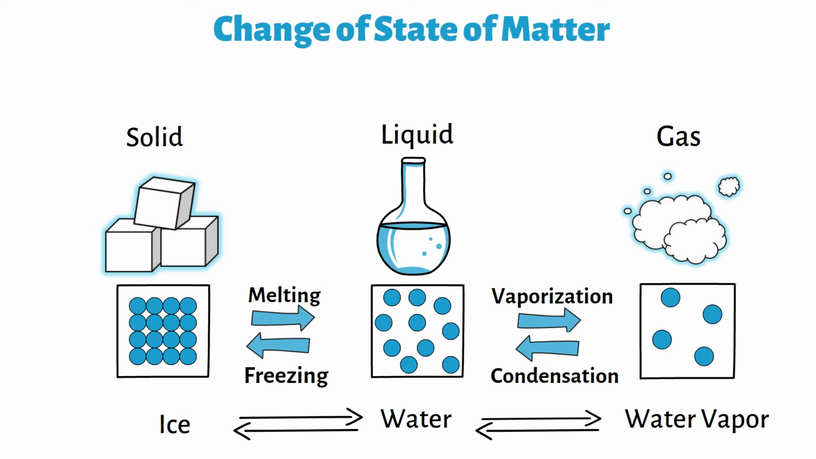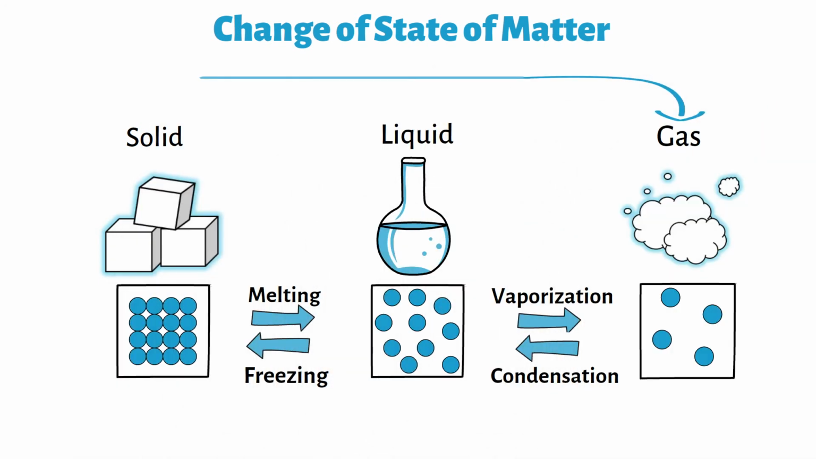Now let's look at some special type of change of state of matter where the pattern we discussed so far is not followed. There are solid substances that change their state directly to gas without forming a liquid state. This process of changing the state of a solid directly to gas is called sublimation. Examples: naphthalene, camphor or iodine crystals, dry ice, etc.